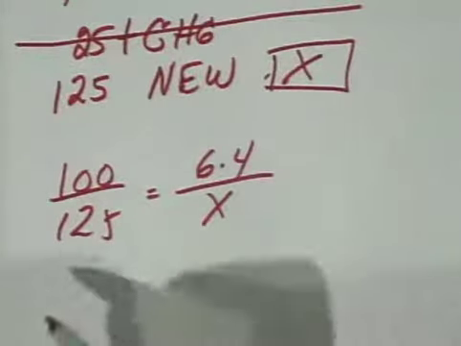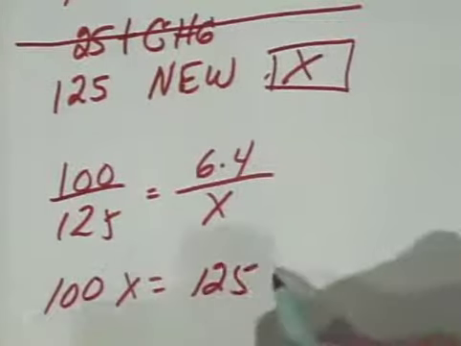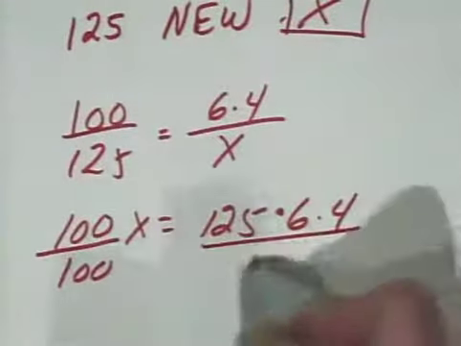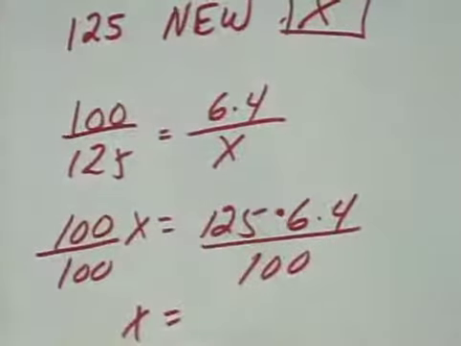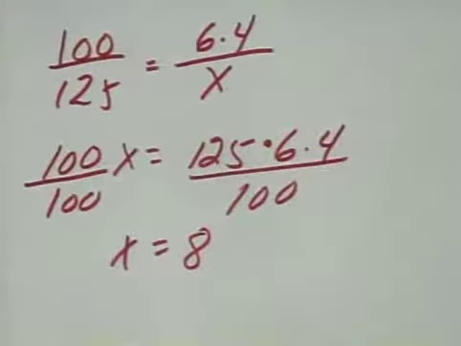Once I cross multiply, I get 100x equals 125 times 6.4. I'm then going to divide by 100. Divide by 100, x equals 8%. So that doesn't represent a dollar amount, it represents a new tax rate value. So that's a use for this old, change, new that doesn't have to do with possibly retailing or money.